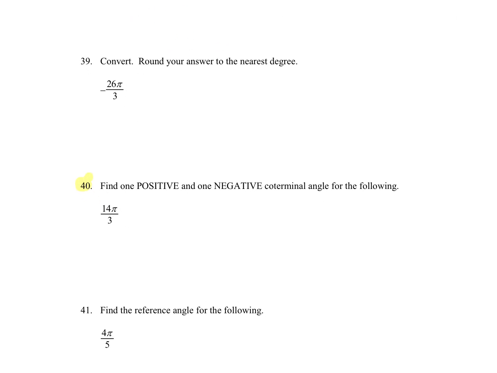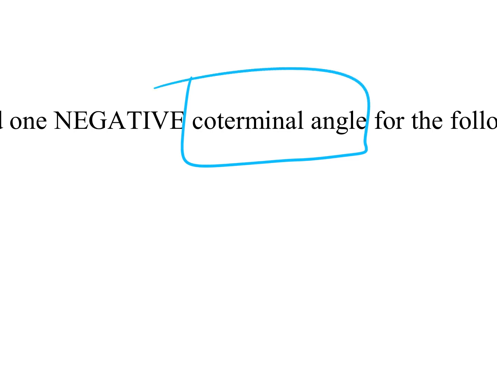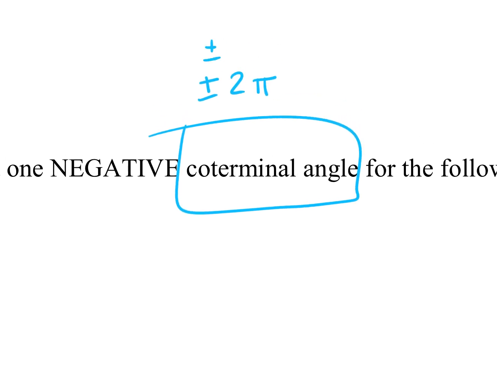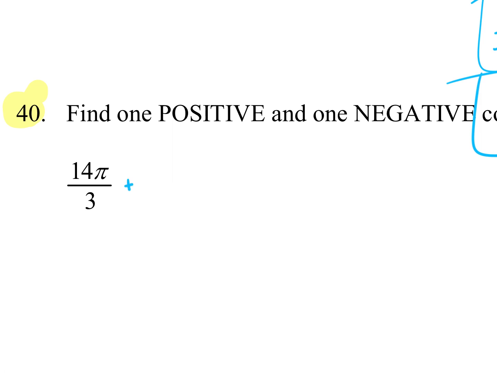All right, for 40, we're finding one positive and one negative coterminal angle. Coterminal angles, you can add or subtract 2 pi if it's in radians, or add or subtract 360 if it's in degrees. So you can do either one, depending on how it starts. If it starts in degrees, you can add or subtract 360. If it starts in radians, add or subtract 2 pi. So here it's given to us in radians. So let's add 2 pi to find a positive coterminal angle.